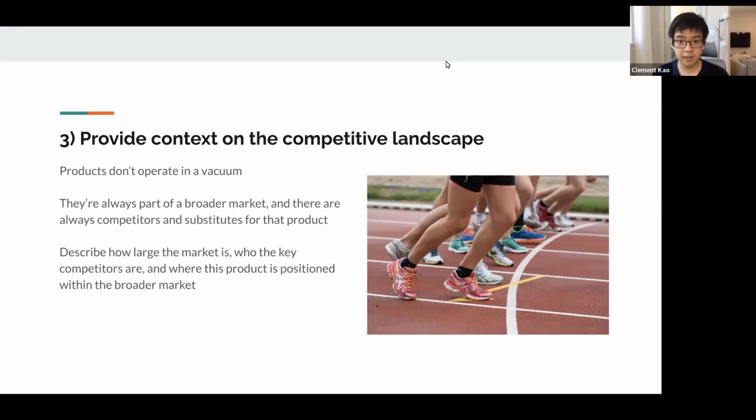Keep in mind that no product is perfect. No product can perfectly solve the pains for all different kinds of user segments. Different competitors will do better in different areas, and you need to acknowledge that fact.